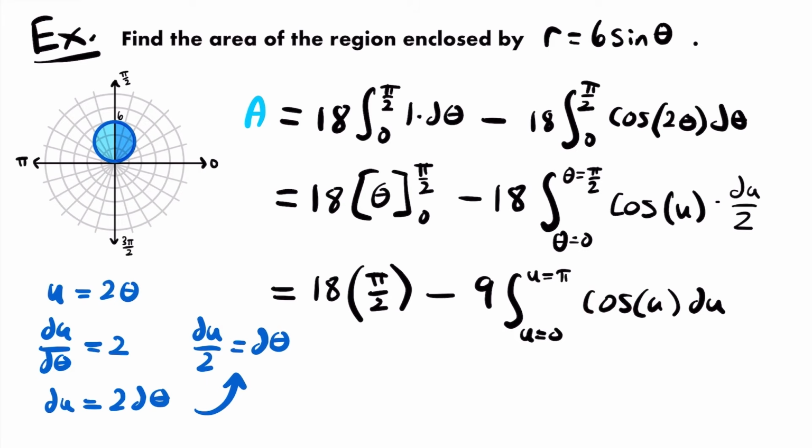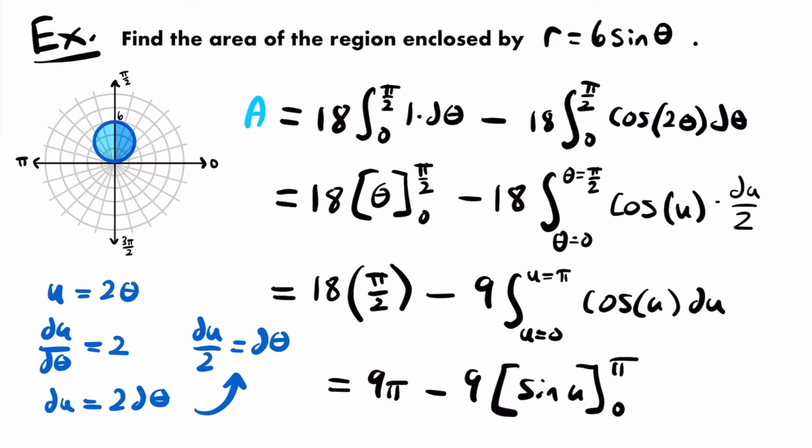The integral of cosine is sine. So this will be equal to 18 times pi divided by 2. 18 divided by 2 is 9, so that will be 9 pi. And then we will subtract 9 times the integral of cosine, which is sine. So we'll have sine u evaluated from 0 to pi.